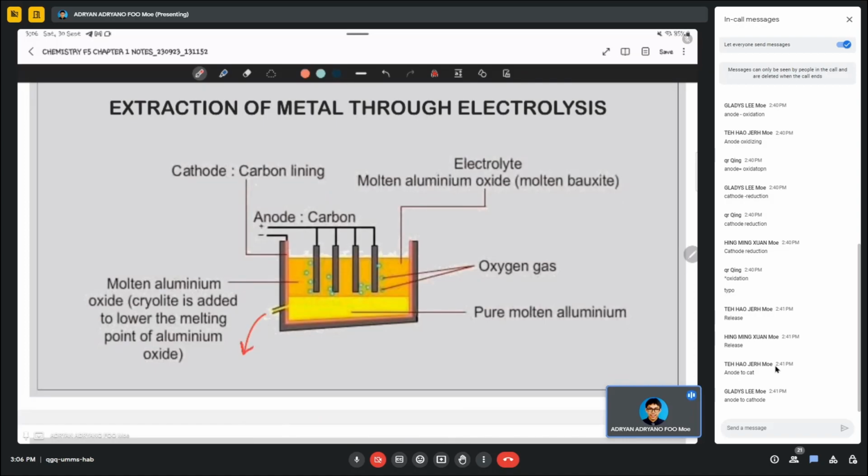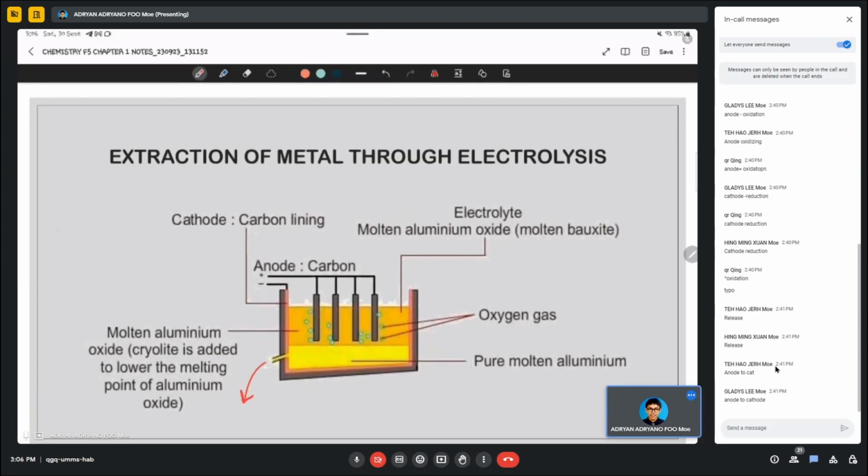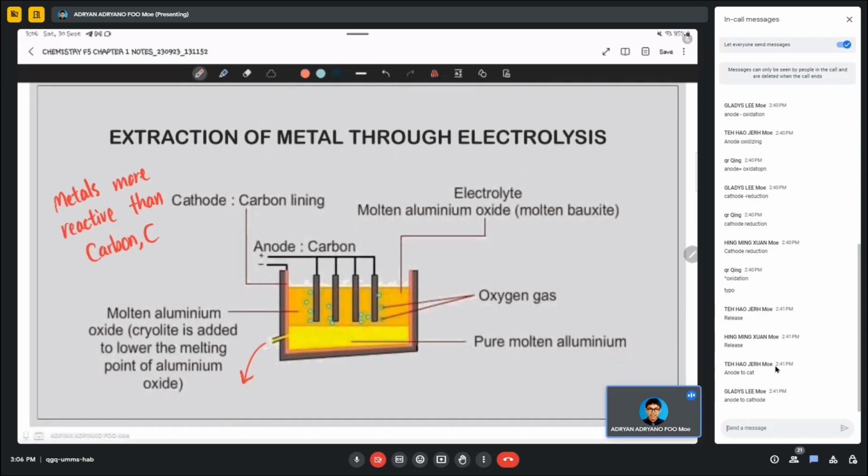Okay, like that only. This is extraction, but who is this for? This one is for metals more reactive than carbon. Only for metals that are more reactive than carbon, I use this method, which is electrolysis.